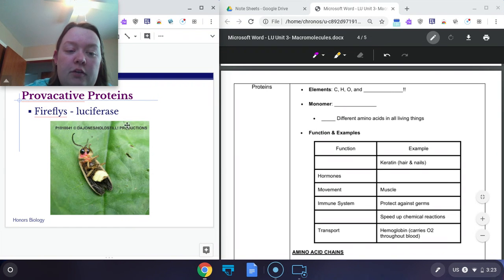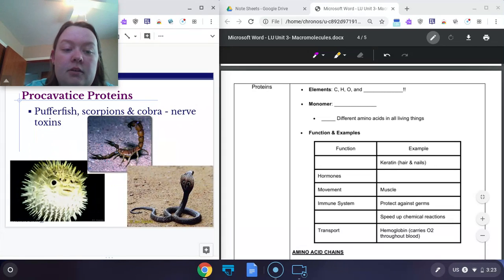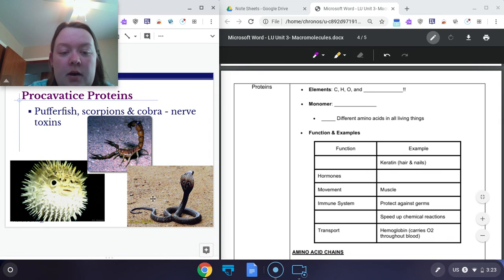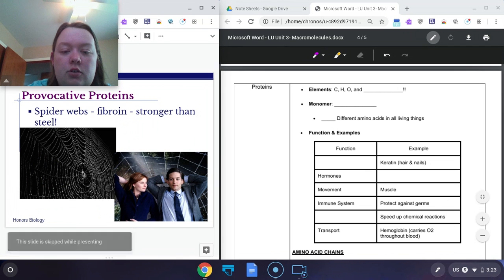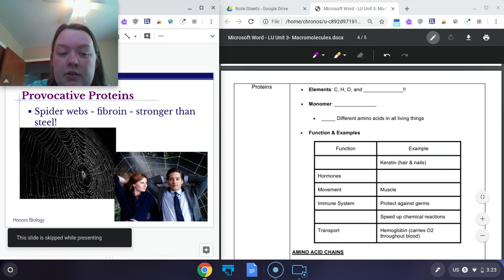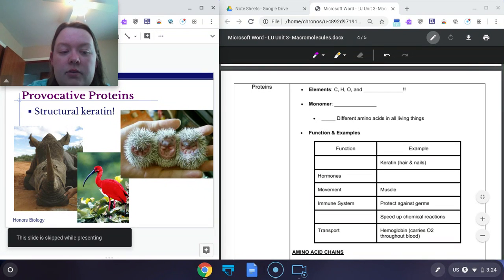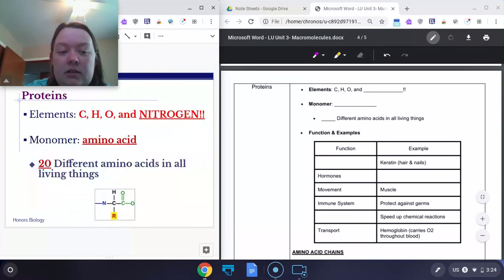So you guys know fireflies glow. A protein is actually what makes them glow. So it does many different things in all types of organisms. In poisonous organisms like the pufferfish, scorpion, and king cobra, a protein is the neurotoxin that makes organisms sick if they get bit or stung. So proteins do more than just provide us food, including spider webs has a protein, our skin, our nails, bird beaks, they're all made of different types of proteins.